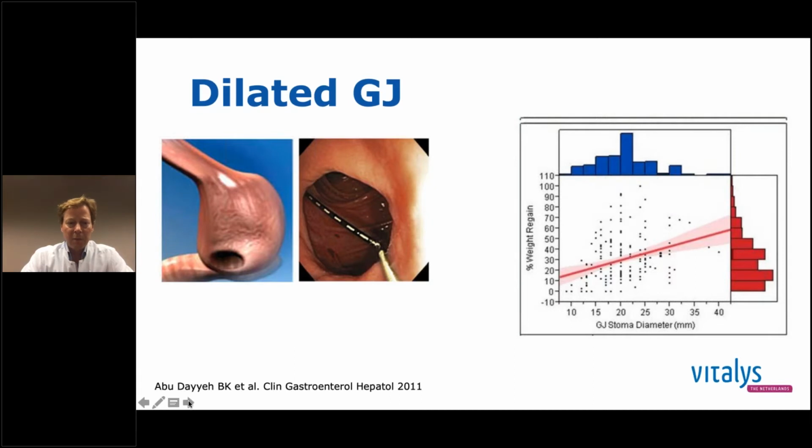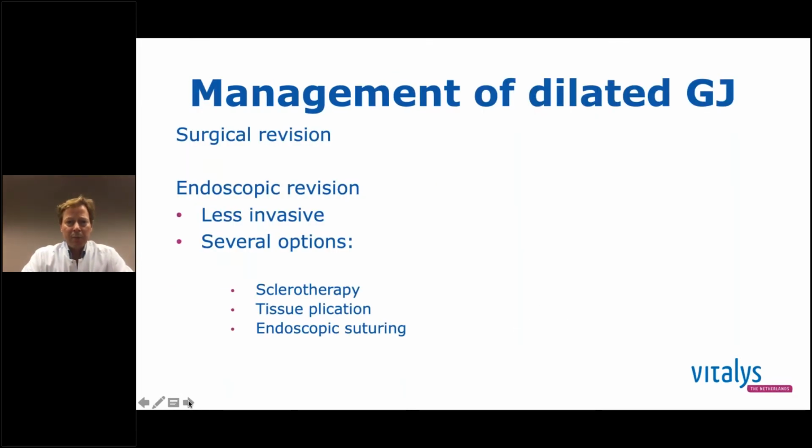And this is one by Barham Aboudeya, who we were very pleased to have visit us at our annual meeting recently, who has this study which shows that the stoma diameter in gastric bypass is a contributing factor, and that the wider the diameter, there's a relation with the percentage of weight regain. So that means that maybe with endoscopy you could readjust the anastomosis. Of course, you can do it surgically, but endoscopically would be much less invasive.